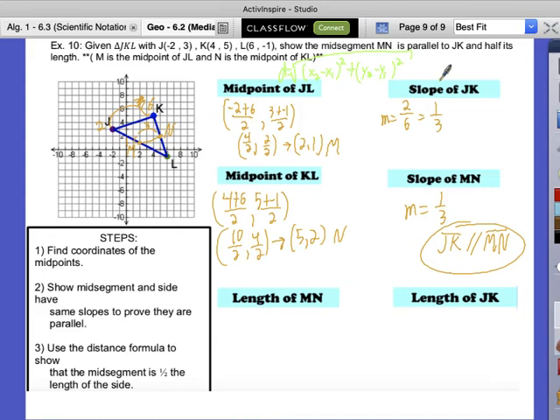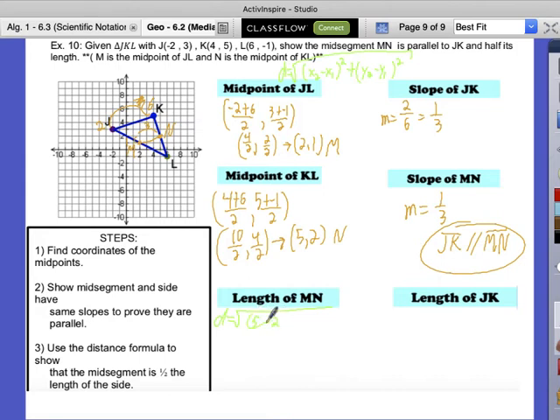So we'll do the distance formula with these real quick. For MN, we use the points M and N. So we have the points (2, 1) and (5, 2). It really doesn't matter what order we do these in, because we end up squaring them anyway. So we can do 5 minus 2 if we want.